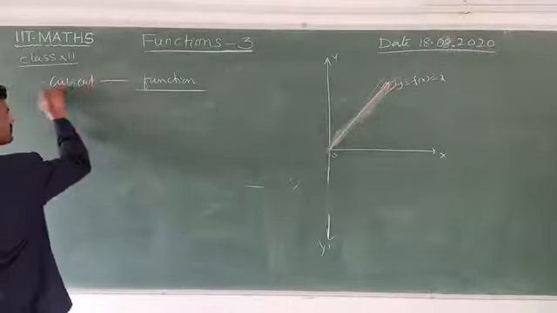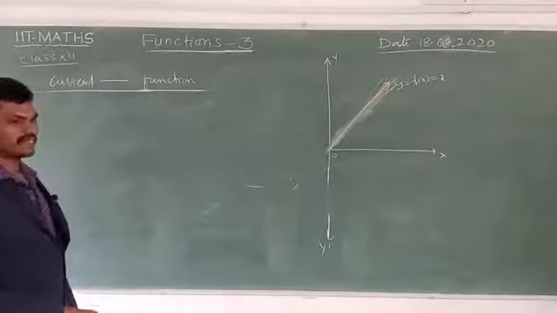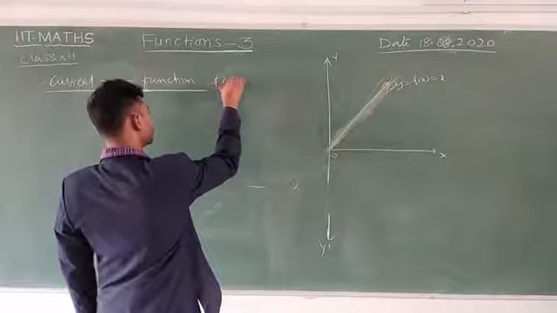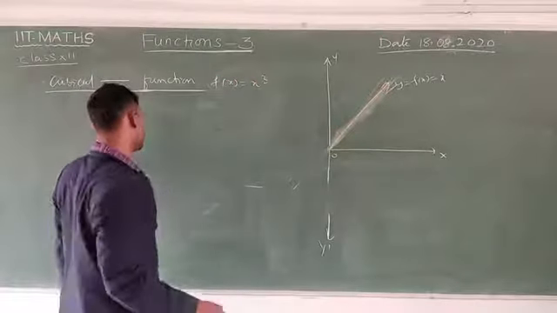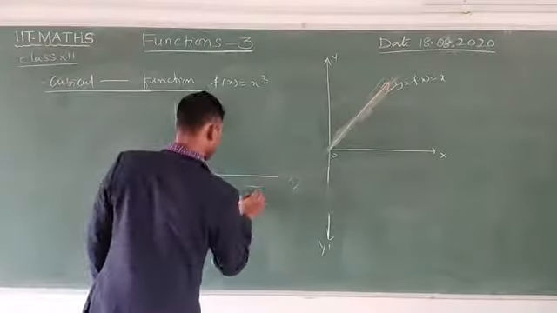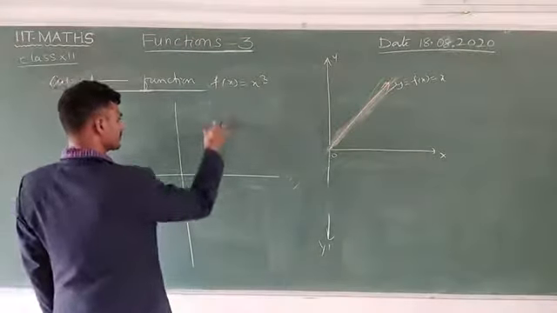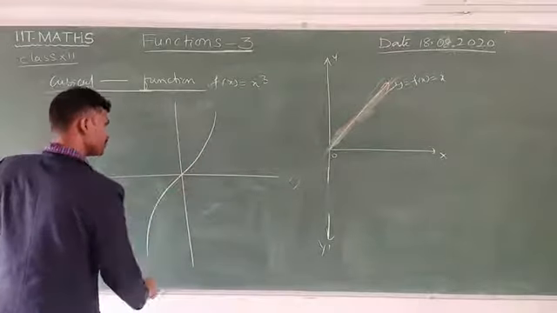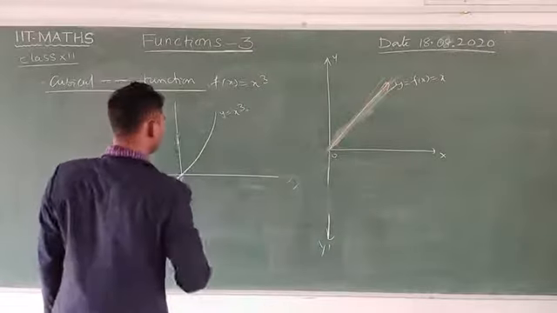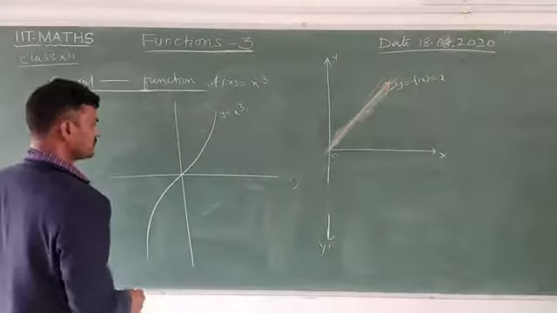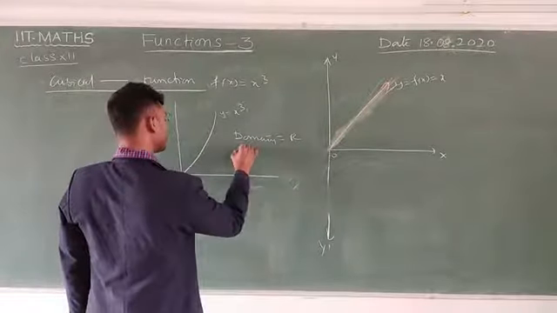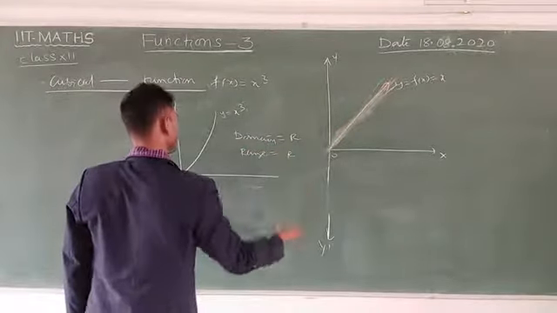A function f mapping from R to R is defined by f of x is equal to x cube, and is called the cubical function. Now you have to see here, this is the graph of the cubical function, y is equal to x cube. Its domain is R and its range is also R.